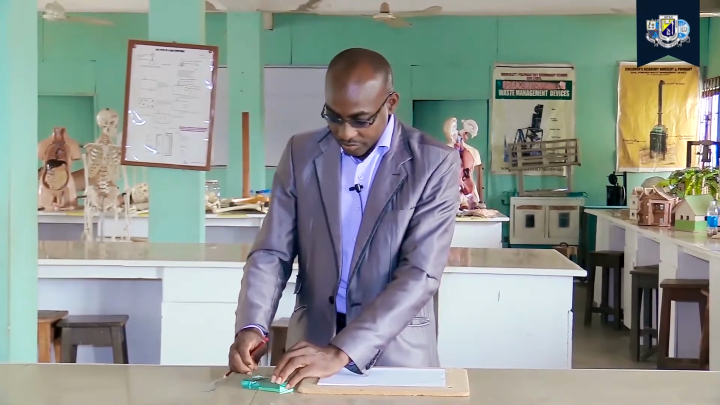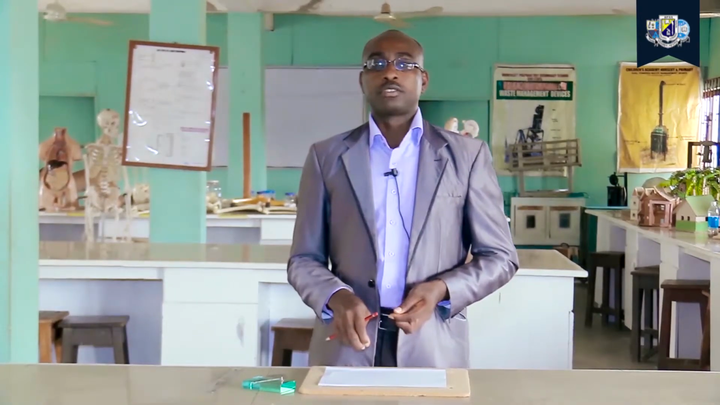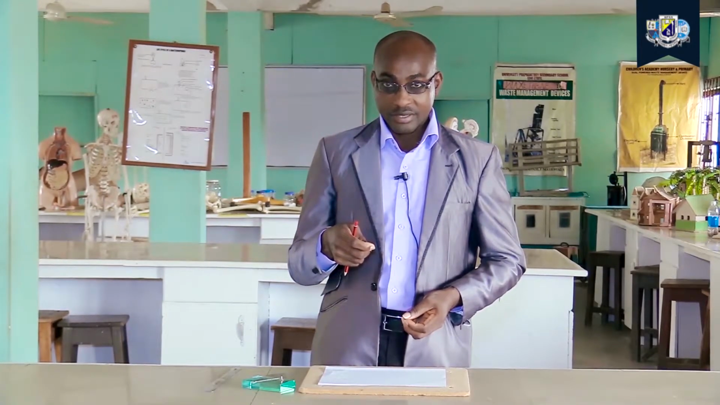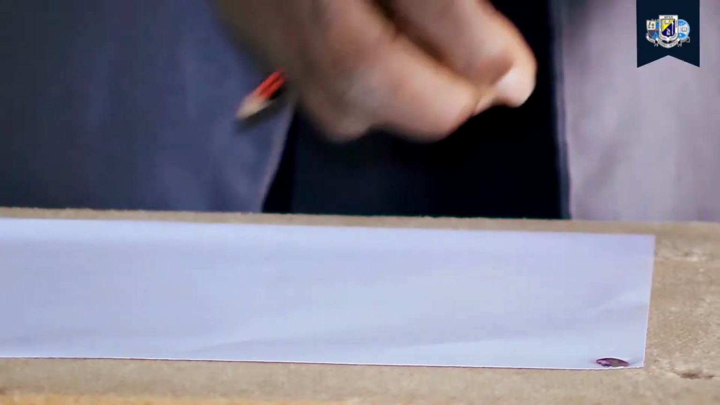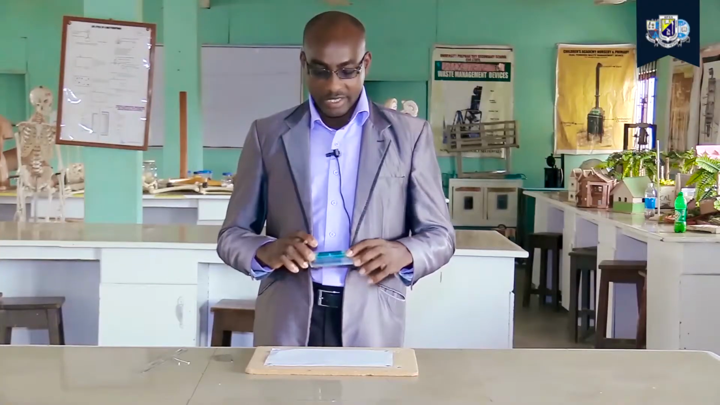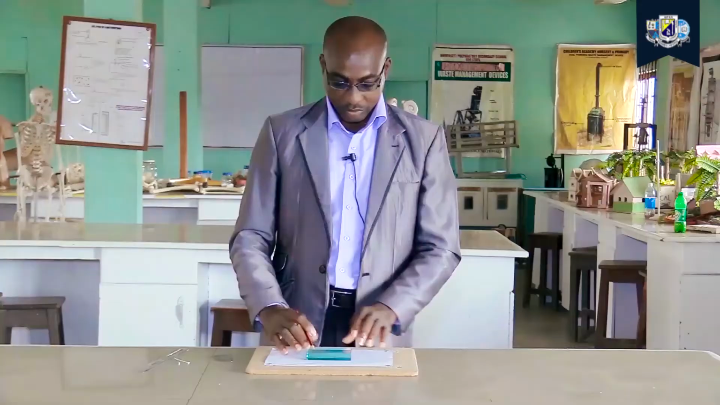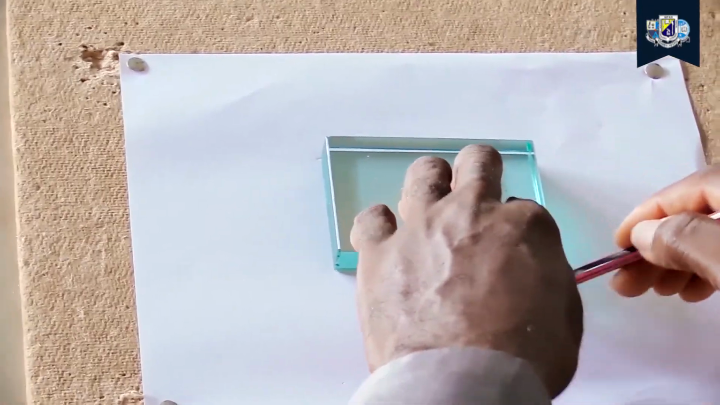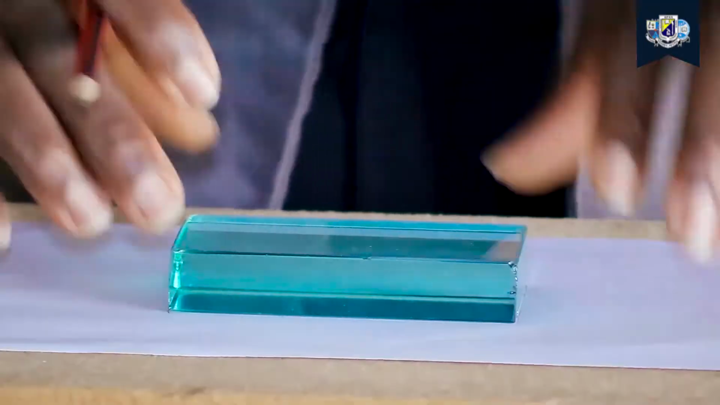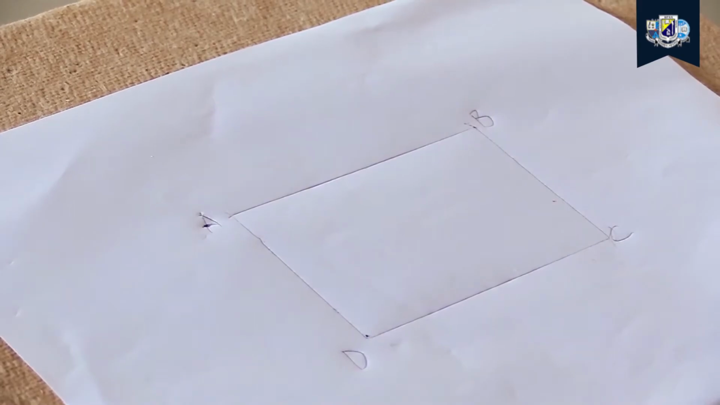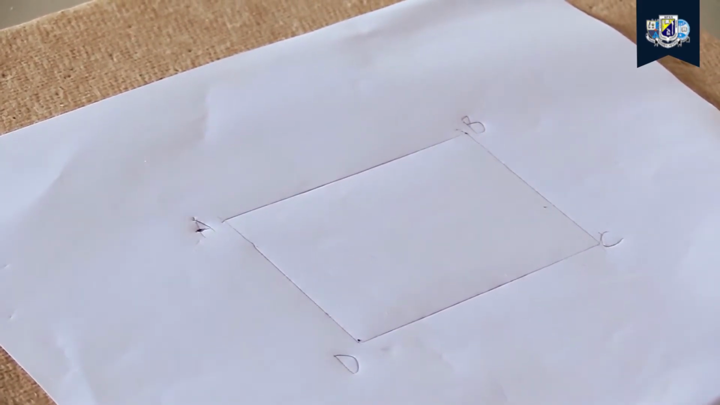So the first step is to attach the drawing paper to the drawing board using the 4 thumb pins. Next, you place the rectangular glass block on the drawing paper to draw an outline of the block. And so you remove the glass block, you have the outline on the paper. You label the rectangle A, B, C, D, the outline of the rectangular glass block.